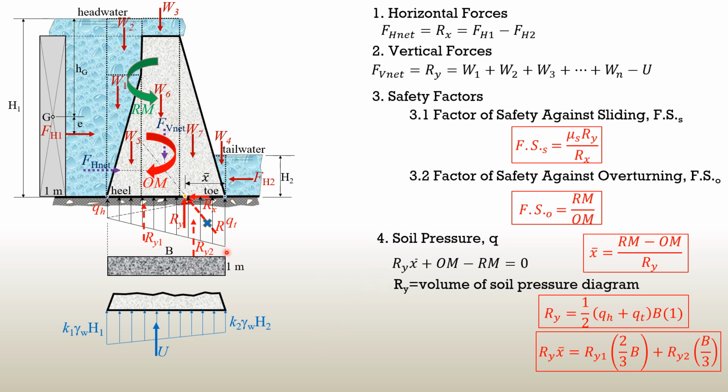So that's another way of computing the intensities QH and QT, because Ry1 can be computed in terms of QH, and Ry2 can be computed in terms of QT. And remember, Ry is Ry1 plus Ry2. So you can solve for QH and QT in this case. This is a good design if the location of Ry is within the extremities of the middle thirds, which will be presented on the next slide.